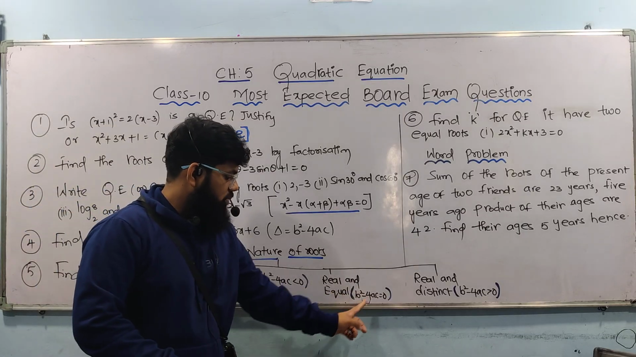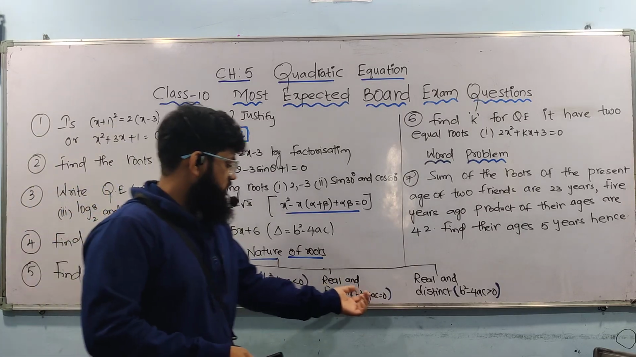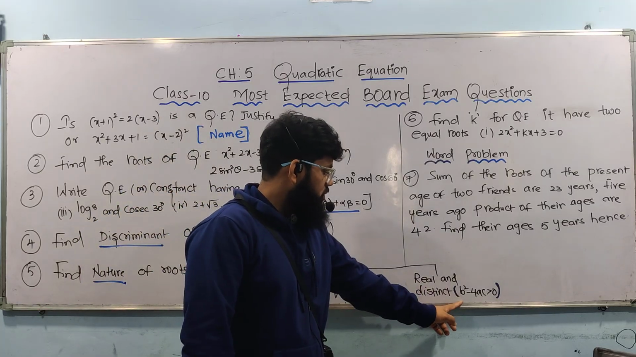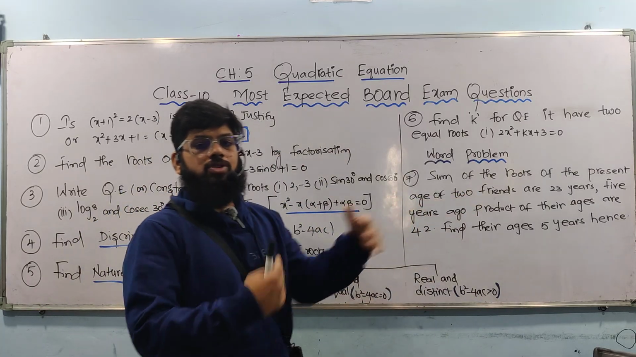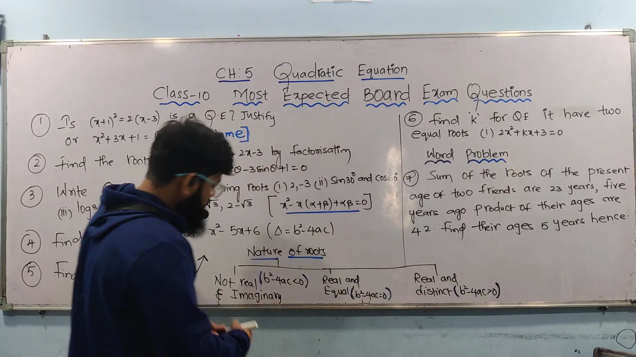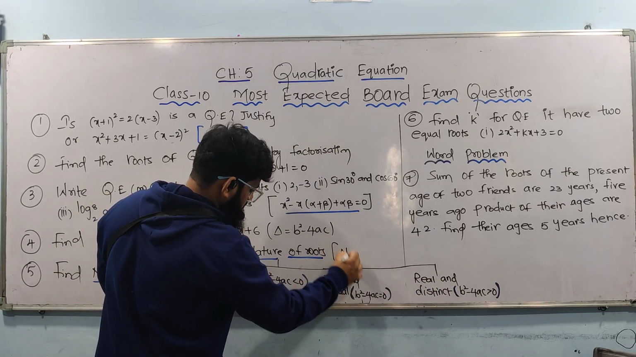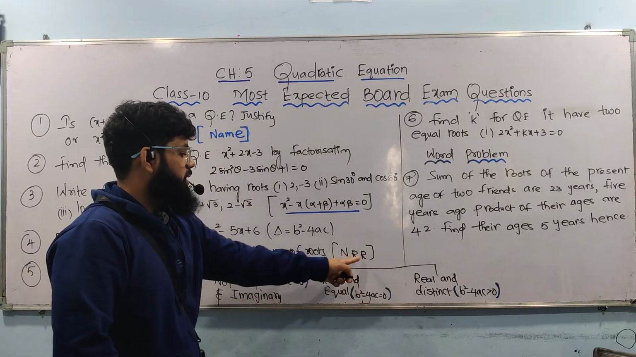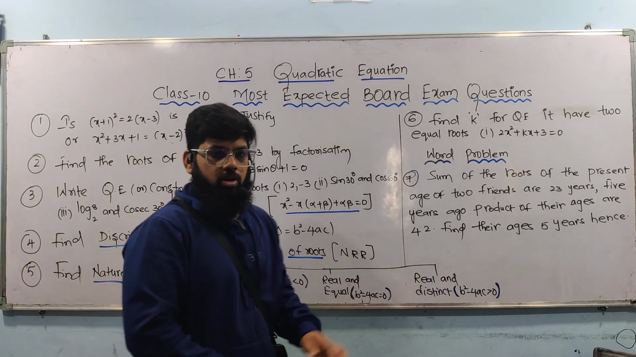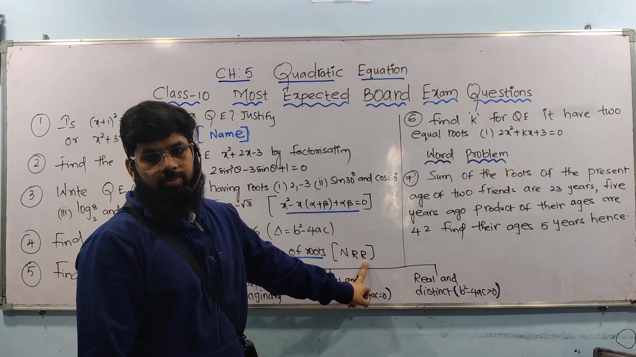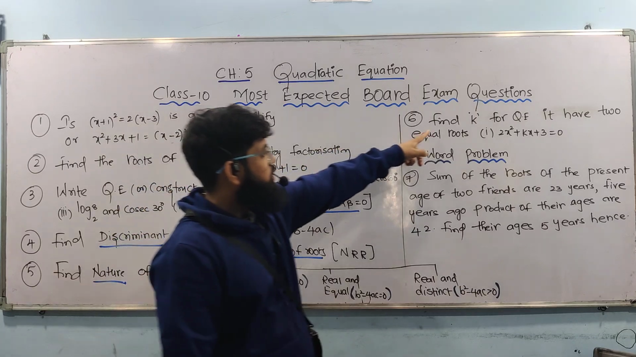If you got b square minus 4ac value equal to 0, then you need to write real and equal. And if you got b square minus 4ac value greater than 0, like positive numbers, then the nature of the roots is real and distinct. So you can make a shortcut to remember, that is NRR, like Nepal, Russia making rangoli. Remember: not real, real and equal, real and distinct. Clear?